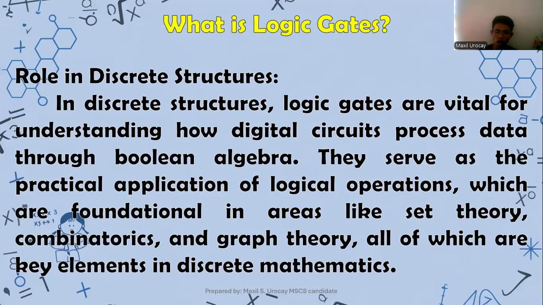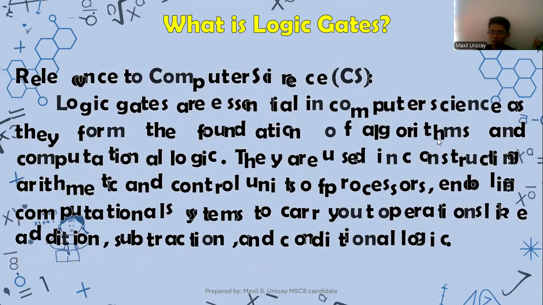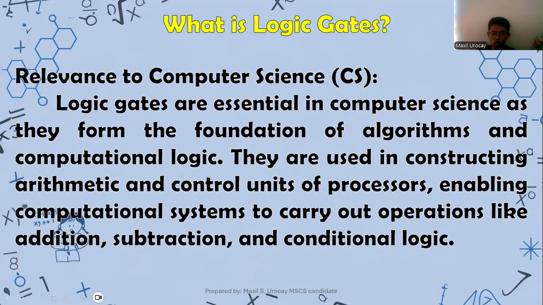And when it comes to relevance to computer science as well, class, logic gates form the foundation of algorithms and computational logic. Why? Because they are used to build processors which perform arithmetic operations and decision-making processes. So for example, operations like addition and comparison rely on these logic gates. So that is really powerful.